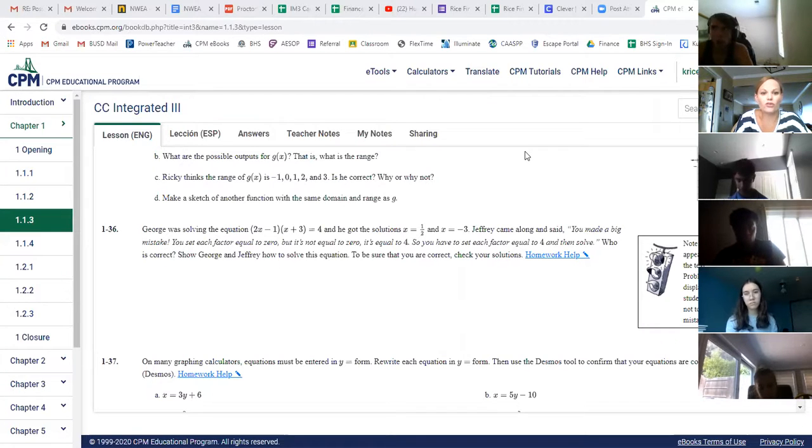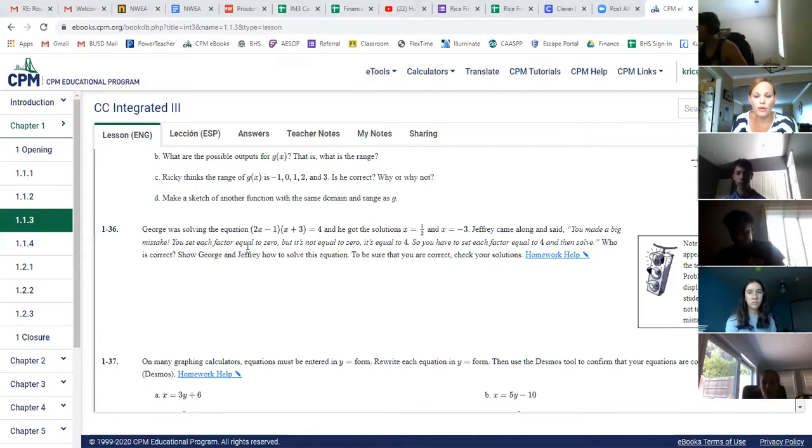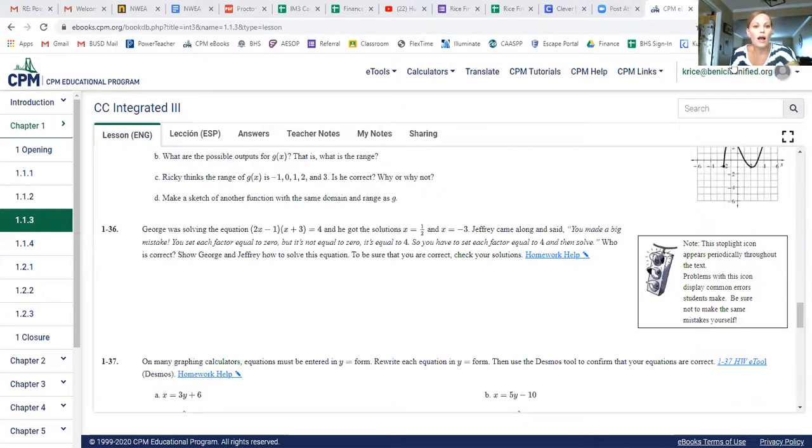Who's correct? Show George and Jeffrey how to solve this equation, and to be sure that you're correct, check your solutions. So what's going on in this problem is, George tried to use the zero product property, something times something equals 0. So one of them is 0, except it's not equal to 0.